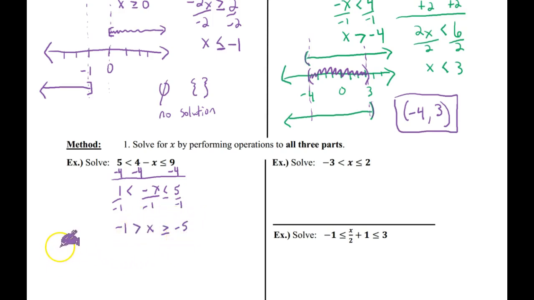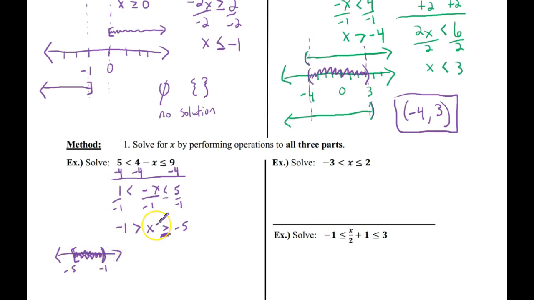If I wanted to graph this on a number line, I have to remember that the further left I go are the smaller numbers, and up to the right are the bigger numbers. On this side, I am including 5, that's the equal-to bar, and I'm not including 1, and it's all the values in between.